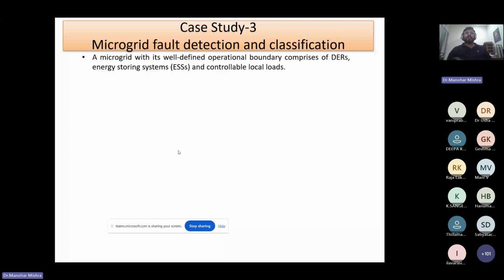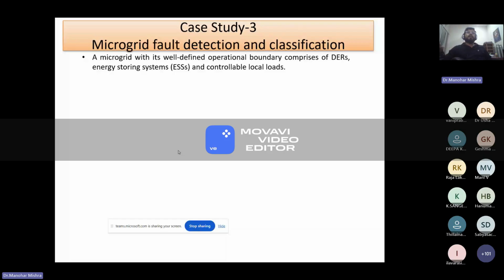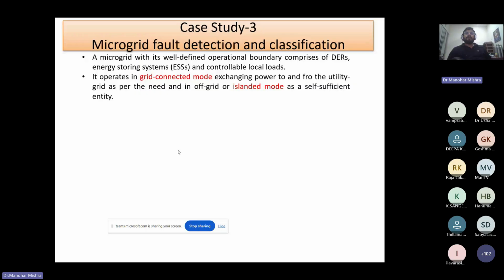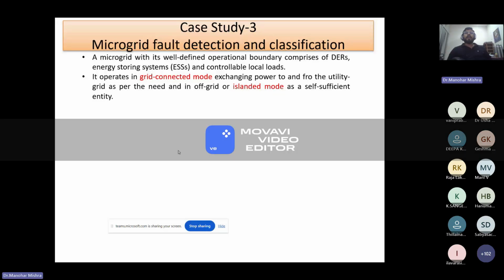distributed energy resources, energy storing devices, and controllable load. Then it operates in grid connected mode and islanded mode. As we know, microgrid may be operated in grid connected mode and islanded mode, and the variation of current in grid connected and islanded mode is different. So to apply the protection in both grid connected and islanded mode is very difficult.